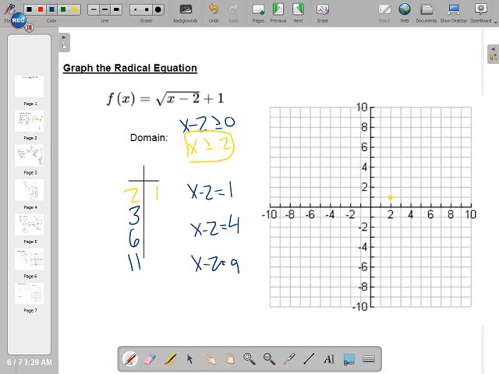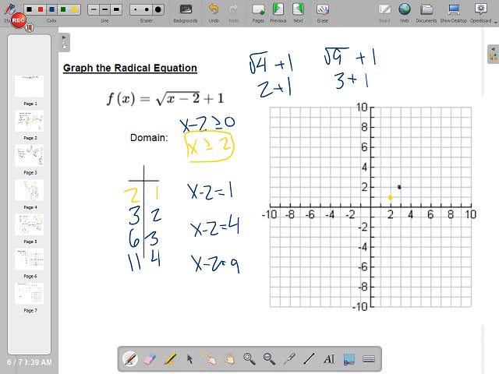3 minus 2 is 1, the square root of 1 is 1, and 1 plus 1 is 2. You might start to notice a pattern, but 6 minus 2 is 4, the square root of 4 is 2, and 2 plus 1 is 3. I bet this is 4, but let's make sure. The square root of 11 minus 2 is 9. The square root of 9 is 3, and 3 plus 1 is 4. Hey, it worked. Okay. So let's plot those.